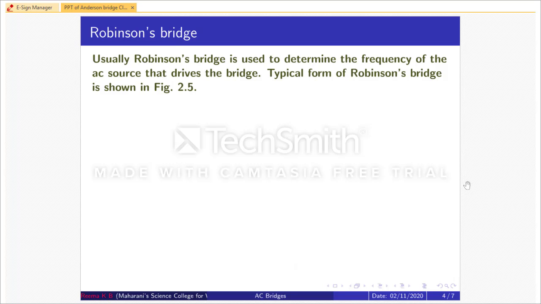Let's now discuss Robinson's bridge. Usually, Robinson's bridge is used to determine the frequency of the AC source that drives the bridge. Typical form of Robinson's bridge is shown in figure 2.5.